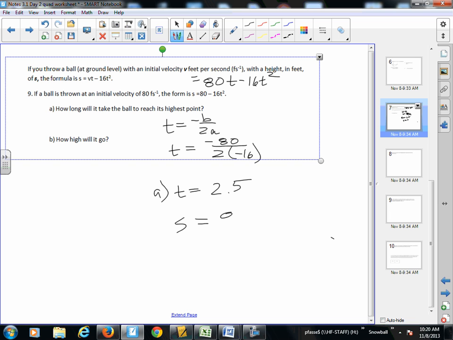How high will it go? We simply plug the time back in and then calculate. And you can use your calculator for that, as that will be on the calculator portion.